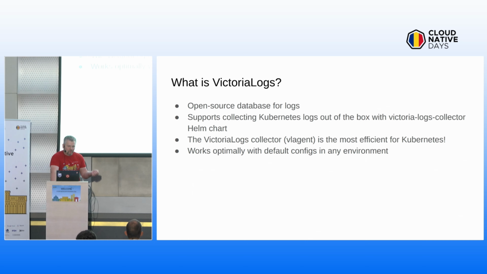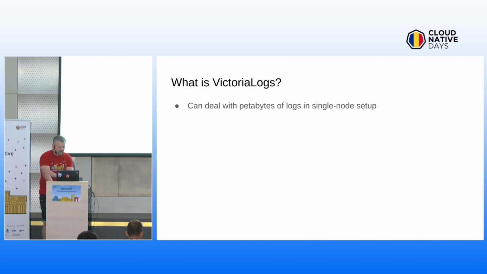And VictoriaLogs works optimally with default configuration. You don't need to configure anything in any environment. It automatically adjusts the configuration and resource usage for the environment where it runs, for the available memory, CPU, disk I/O, and so on. And it is schemaless. This means that you don't need to bother about table scheme, database scheme. Just ingest logs into it, and that's it.